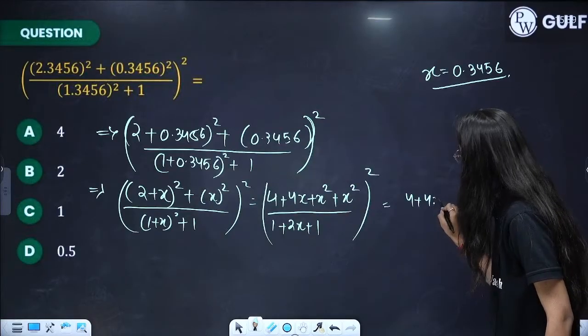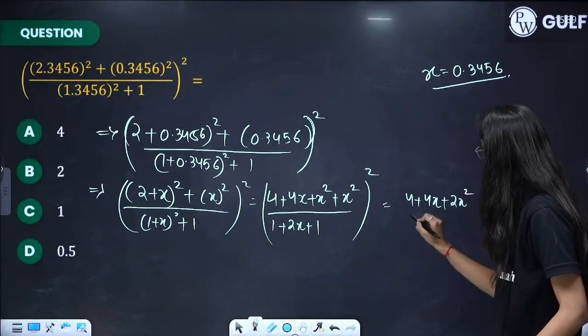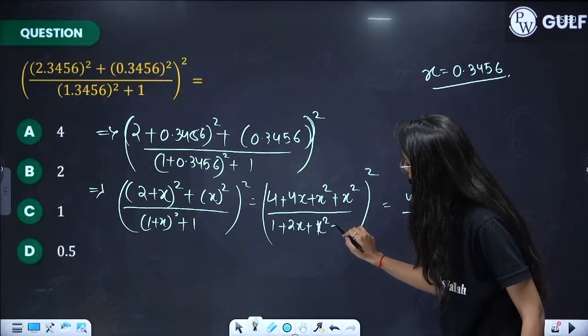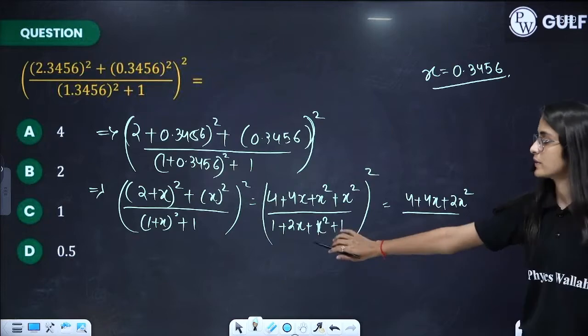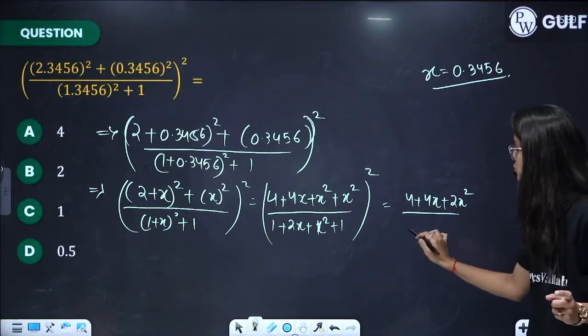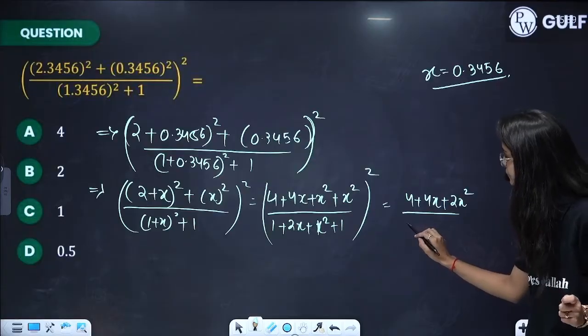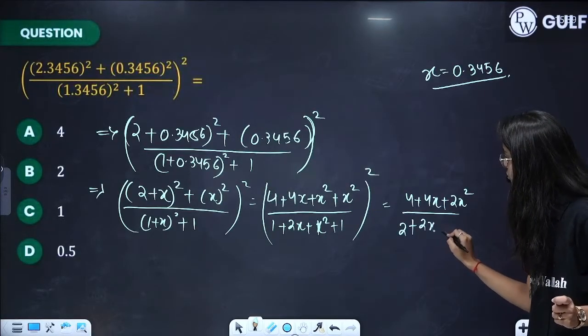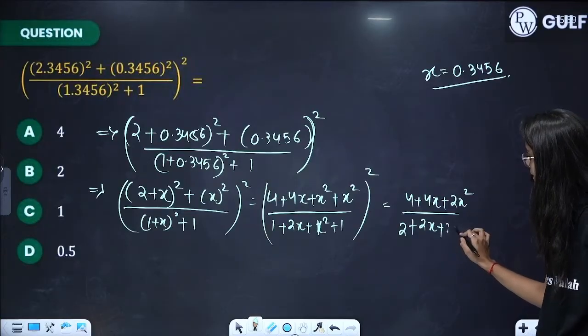4 plus 4x plus 2x square divided by, okay, here we have to write x square as well because we have expanded 1 plus x whole square. So 1 plus 2x plus x square. So then it would be 2 plus 2x plus x square.